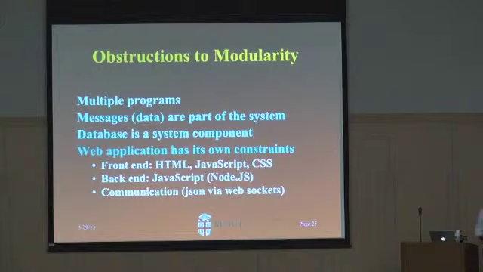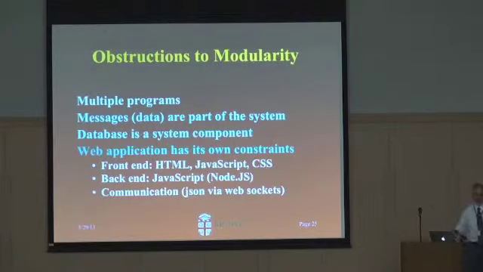So here are the obstructions to modularity. One, you have multiple programs. We talked about that. Messages are part of the system. Messages not only between the web server and the web clients, which are using web sockets and JSON. And so those messages and what's in them is important. I guess those are the main messages that are going back.